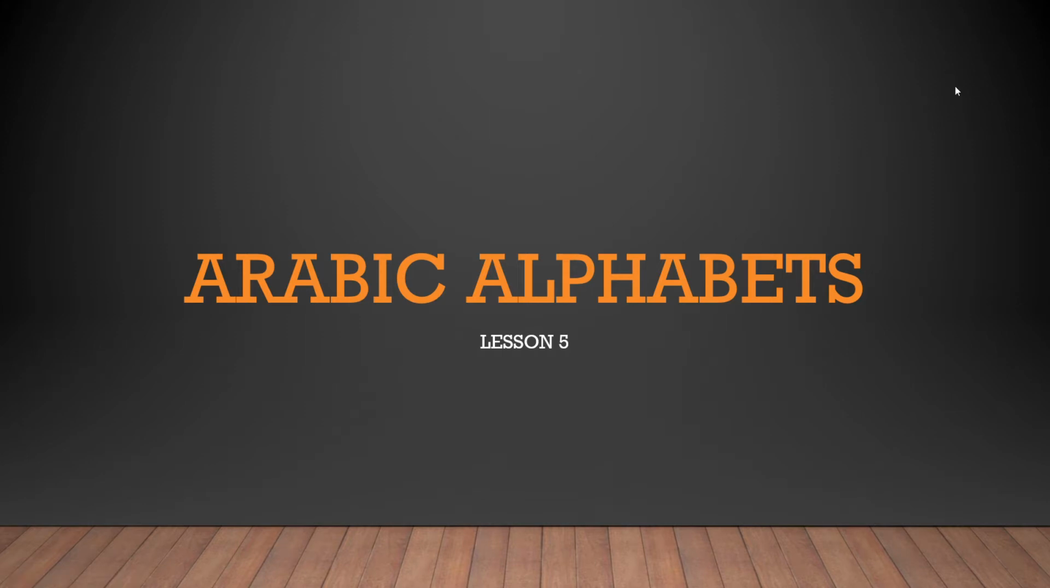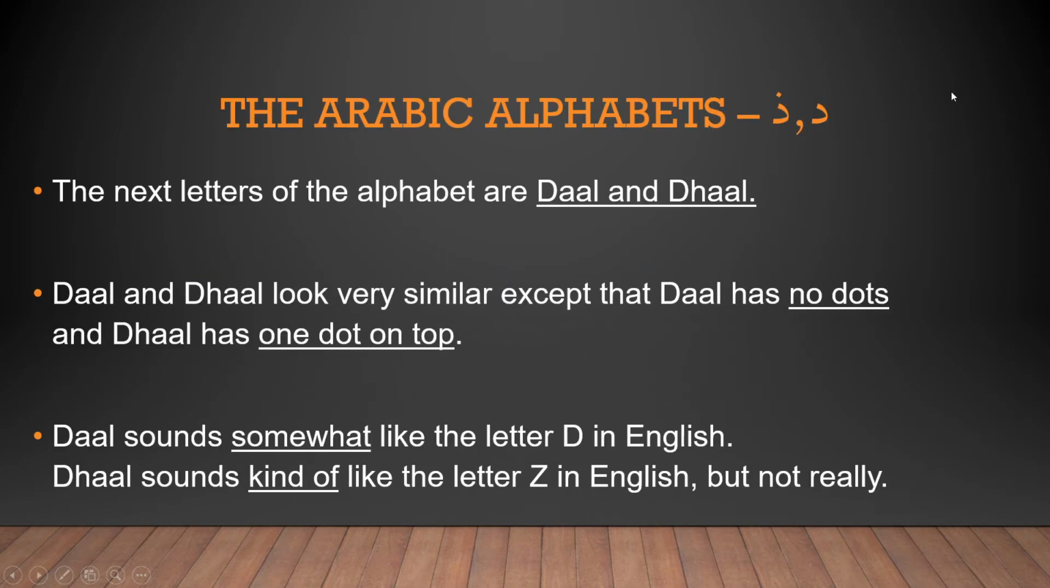Welcome to the fifth lesson of the Arabic alphabet course. Let's begin. Today we're going to learn about the two letters Dal and Zal. This is Dal and this is Zal. Dal and Zal look very similar to each other.